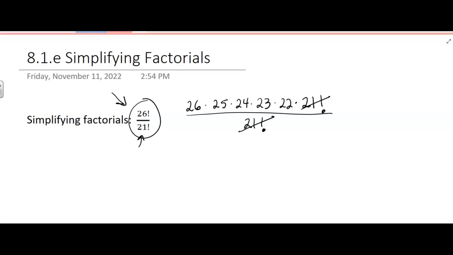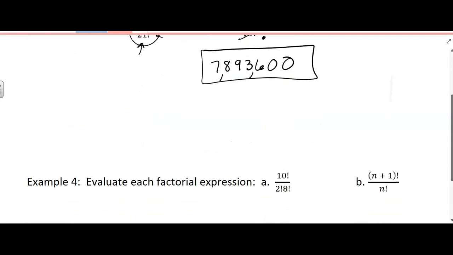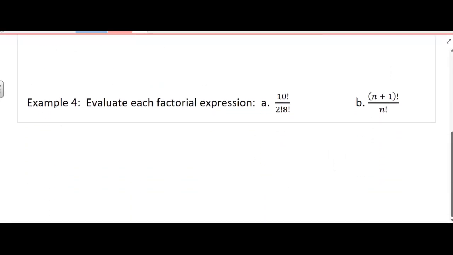It's all multiplication. So now all I have to do is put this in my calculator, which I don't really want to do, but I will. I can't use the factorial button; I have to do it by hand. 26 times 25 times 24 times 23 times 22, and I get 7,893,600. So that's just a little trick on how you can simplify. Take the one that's larger and count it down until you get to the one that's smaller, and then you can cancel them.